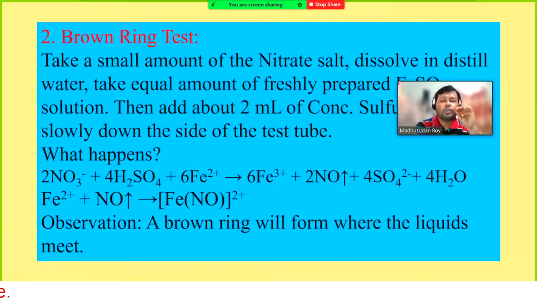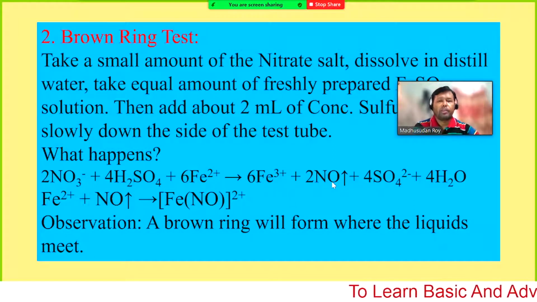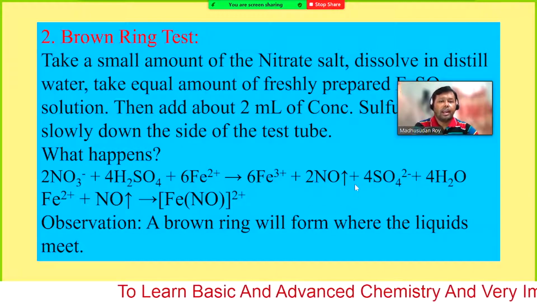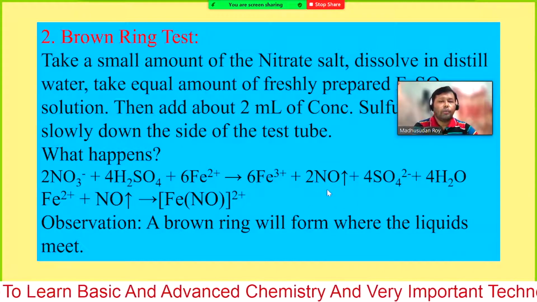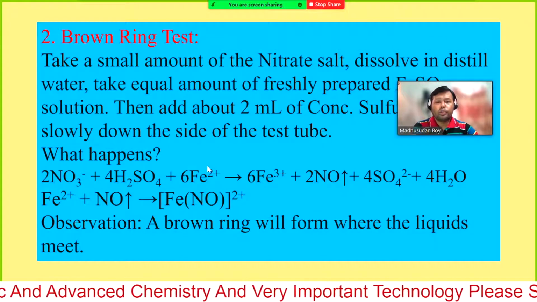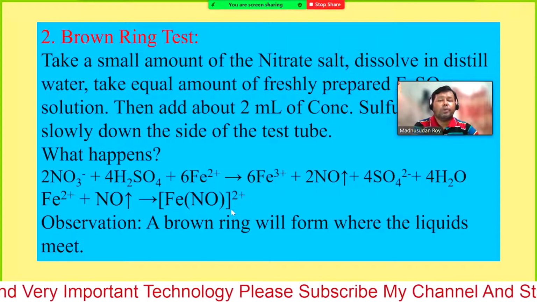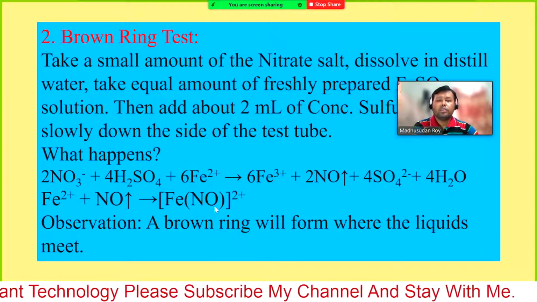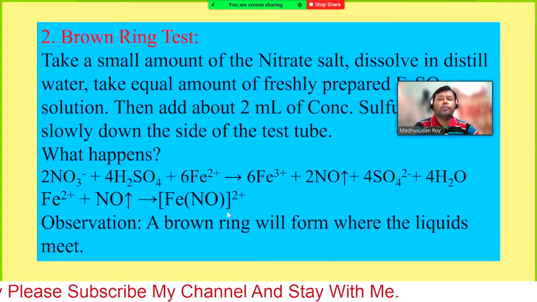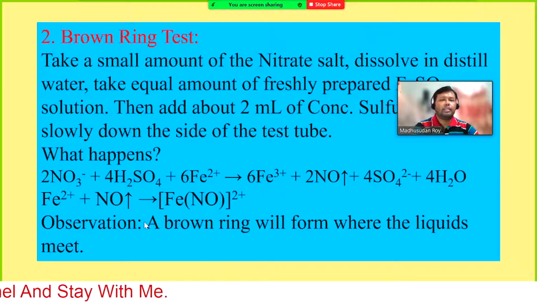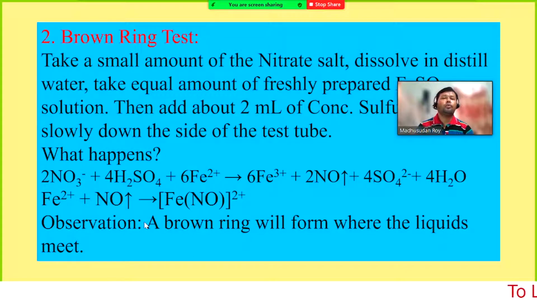you have to give certain time to generate the NO. So in your sample you have iron 2 plus, and you are generating NO, and that NO will react with the sample iron 2 plus to form the brown ring. This [Fe(NO)]2+ will give you the brown ring, which will form where the liquids meet. So in between the two different liquids, there you will observe the ring.